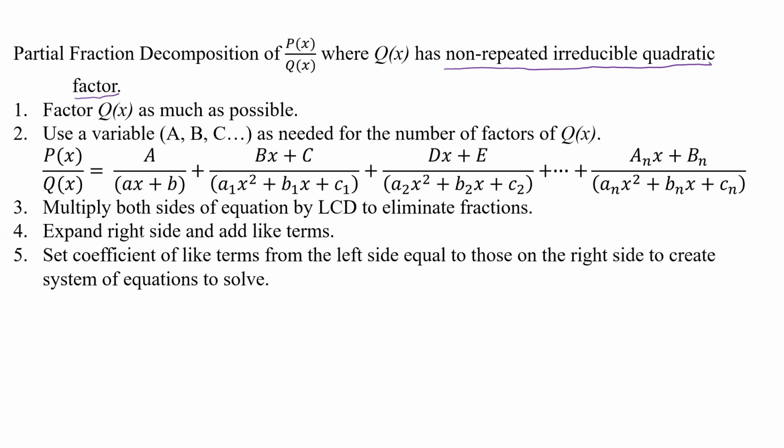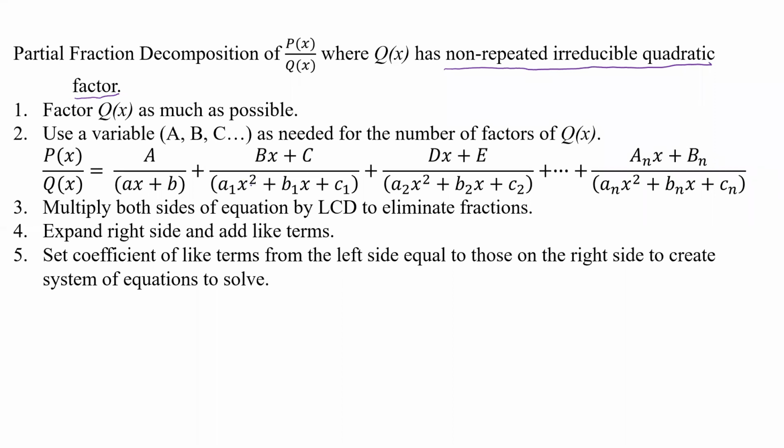What we're going to do is first factor Q of x as much as possible, because we're going to get to the point where it's not factorable and we still have some kind of x squared there. Then we'll use variables a, b, c, and so on for the number of factors of Q of x. As long as it's a factor with just a simple first power, we can just put a. If we have another one, it would be b, and another would be c. But after the non-quadratic ones are finished, then we start taking care of the quadratic ones.